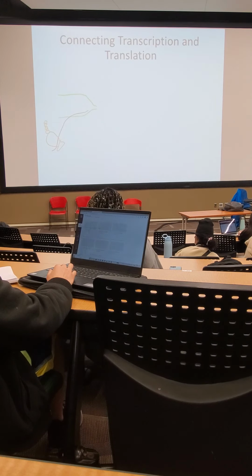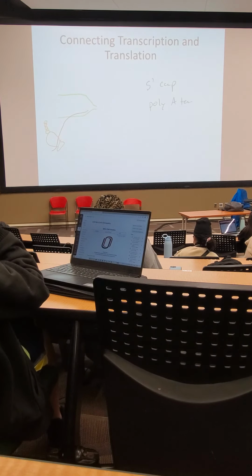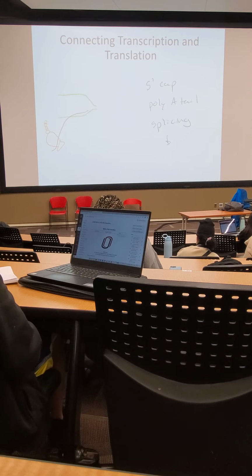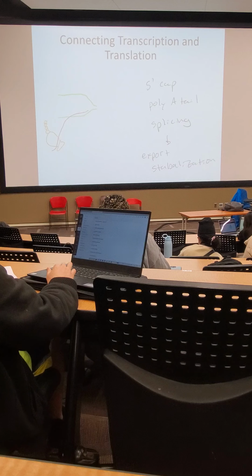So for eukaryotes, we have what? 5' cap, poly A tail, splicing. All of these were to help export and stabilization. So just in case you didn't think about why these things are functional, now that should be explicit.